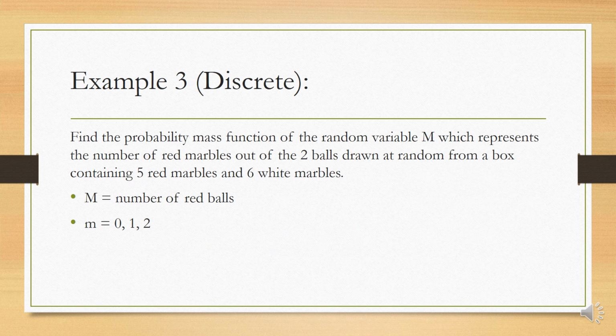Okay, now for example number 3, let us find the probability mass function of the random variable m, which represents the number of red marbles out of 2 balls drawn at random from a box containing 5 red marbles and 6 white marbles. So, dalawang bola ang ating kukunin. Posibleng walang red marble, isa lang ang red marble, or dalawa sila na red marbles. Okay? Please take note that we use the variable m for this example.